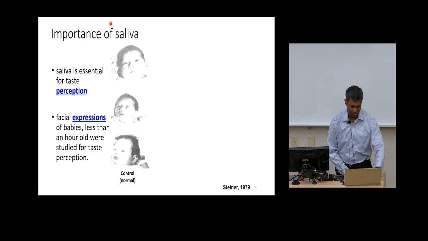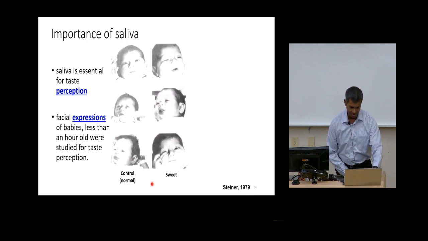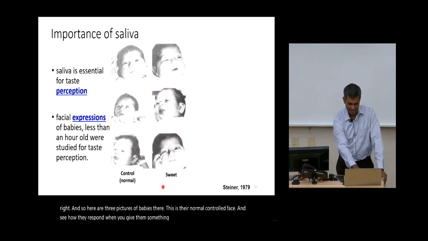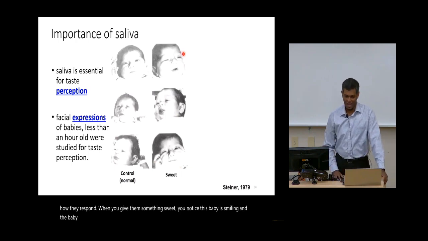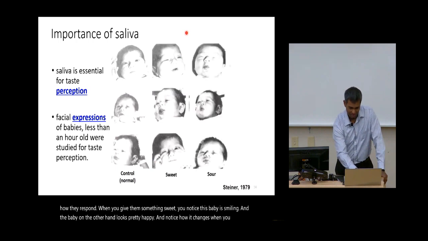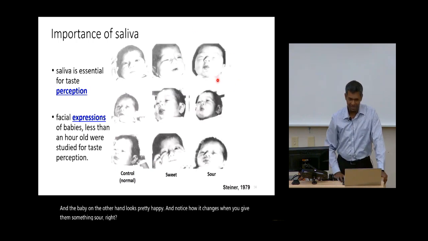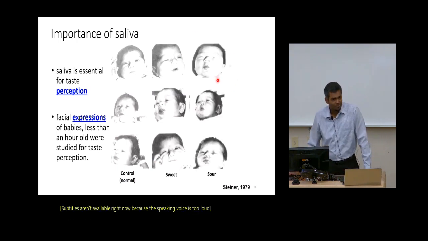And so here are three pictures of babies. This is their normal controlled face, and see how they respond when you give them something sweet. You notice this baby is smiling, and the baby on the other hand looks pretty happy. And notice how it changes when you give them something sour, right? They start puckering and they don't look as happy. Have you seen videos of parents giving kids lemon wedges?